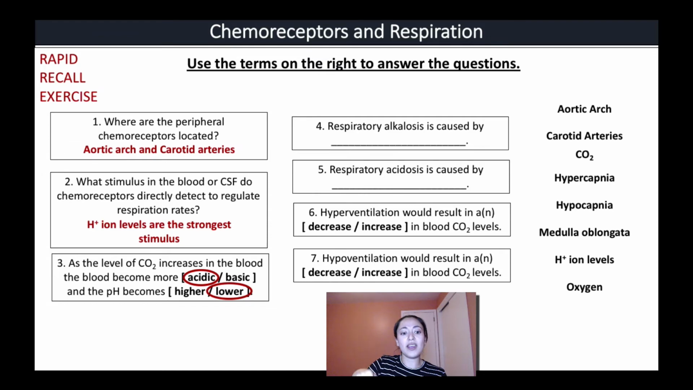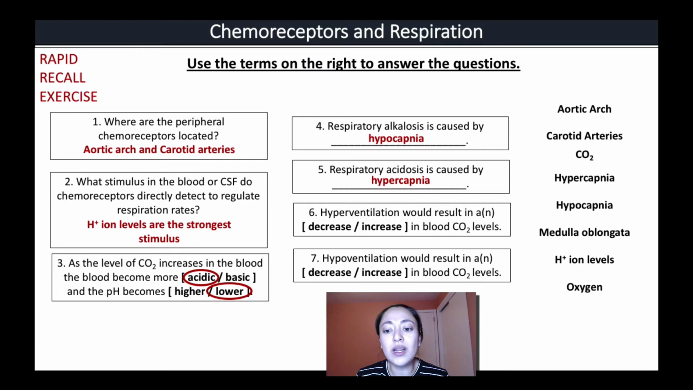Number 4, respiratory alkalosis is caused by, so it's saying when the blood becomes basic, that would be caused by not having enough carbon dioxide, so hypocapnia. Number 5, respiratory acidosis is caused by having too much carbon dioxide, hypercapnia.